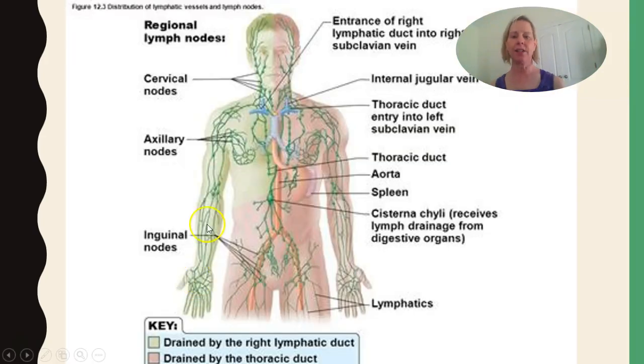The right lymphatic duct drains the right arm, the right side of the chest, and the right side of the head. The left lymphatic duct, or what we call the thoracic duct, drains both of the lower extremities and also the left side of the chest and abdomen, and the left arm and the left side of the head. So this is going to be one that drains most of the fluid from your body.